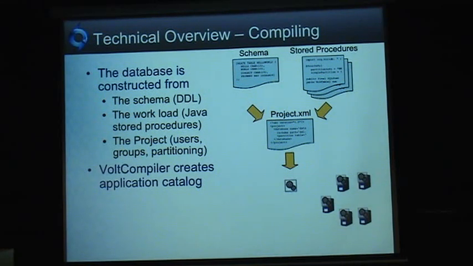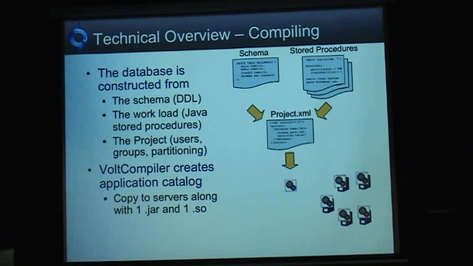That collective set of files gets run through the Volt compiler, which creates an application catalog. The application catalog is a Java jar file. It's going to have all the execution plans for the SQL within the stored procedures. It's going to have all your security and your schema.